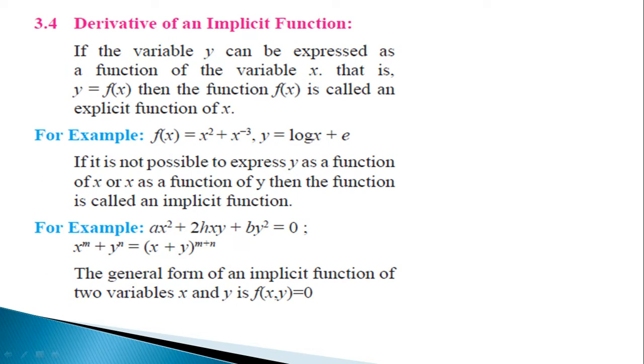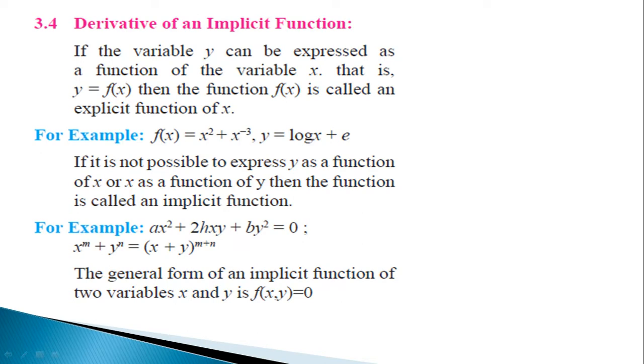Usually we express the function as y is equal to f of x, where y depends on x. That type of function is called an explicit function. For example, f of x is equal to x square plus x raised to minus 3, or y is equal to log x plus e. But if it is not possible to express y as a function of x or x as a function of y, then that type of function is called an implicit function.